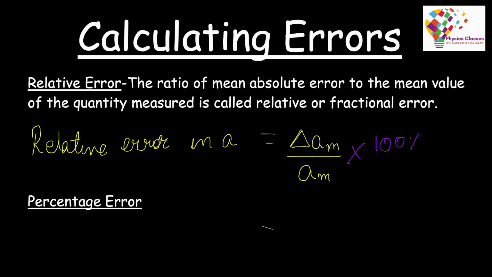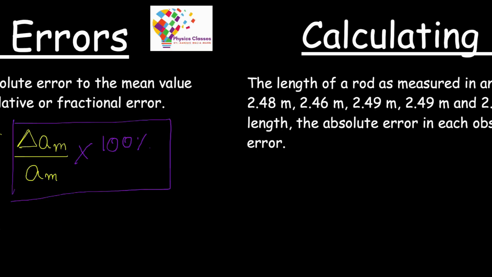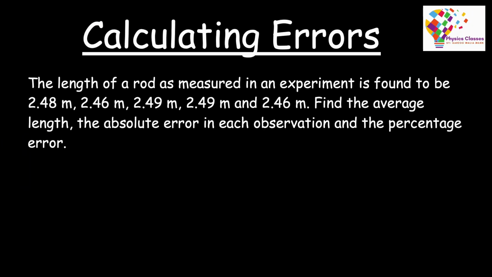To find out the percentage error, all that I have to do is multiply the relative error by 100. So relative error multiplied by 100 gives me the percentage error. So in short, the percentage error would be delta A mean by A mean times 100. Now, since we understood the absolute error, the relative error and the percentage error, let us try calculating some errors by applying all these three formulae.